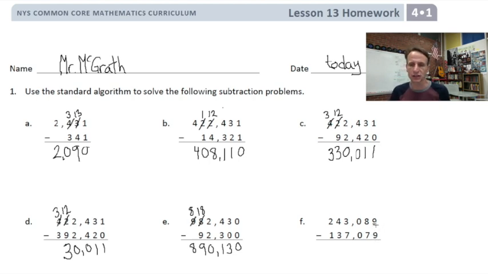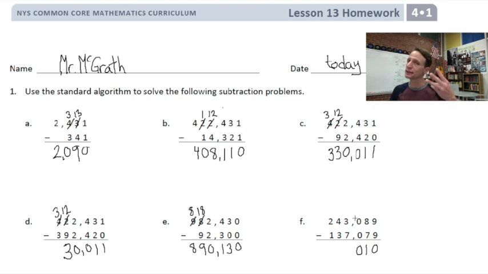All right, let's finish off this little set here with F. We have 9 minus 9, leave 0. 8 minus 7, got it, 1. 0 minus 0, 0.